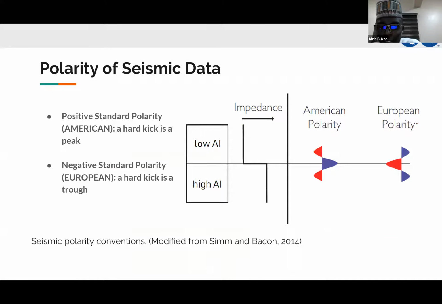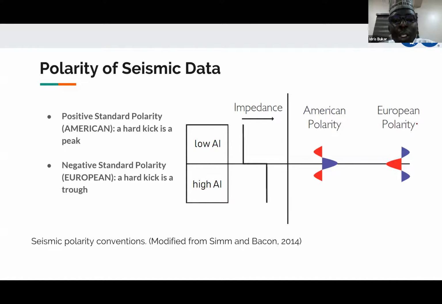Now, the elephant in the room is the issue of polarity. So unfortunately, we have one of those issues again where the whole world has failed to agree on one convention. So we have what is called the American polarity and the European polarity, or more officially the positive standard polarity and the negative standard polarity. Some places you'd hear things like SEG reverse and SEG normal, SEG being the Society of Exploration Geophysicists, which sets all these conventions.